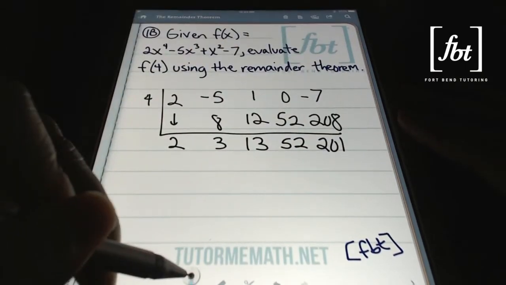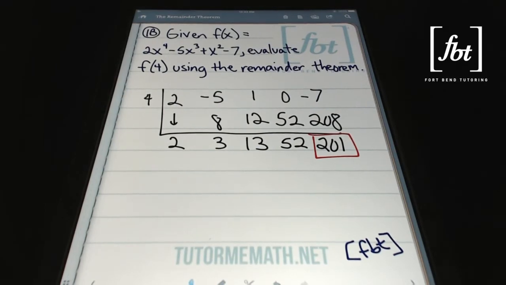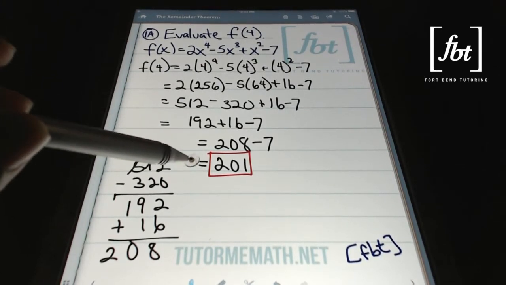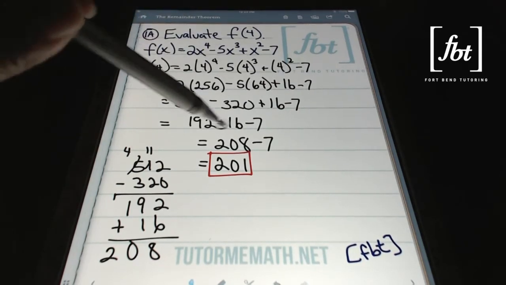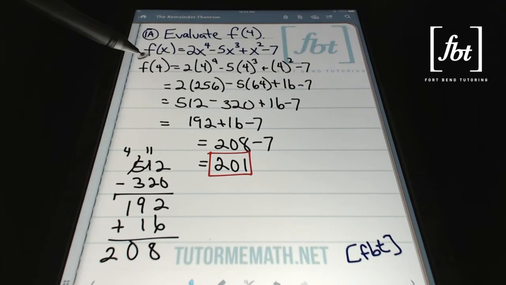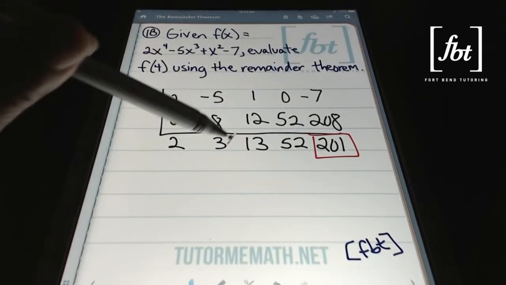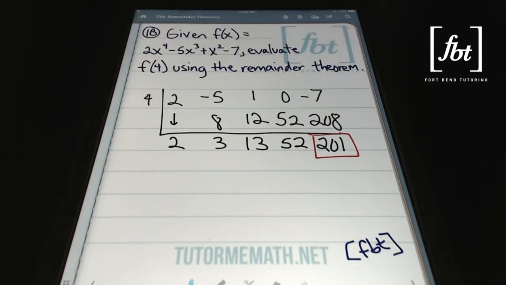Now, doesn't this value of 201 look familiar, guys? This is the remainder of our synthetic division, and it is identical to the value of 201 that we found here after doing 1,000 steps. That's the benefit of knowing the remainder theorem. There you go. Just right there. Instead of going through this entire process of simplifying this by plugging in the value of 4, by doing the order of operations and simplifying that, we can use the remainder theorem and this short process here of synthetic division to get the exact same result. And it works every time.